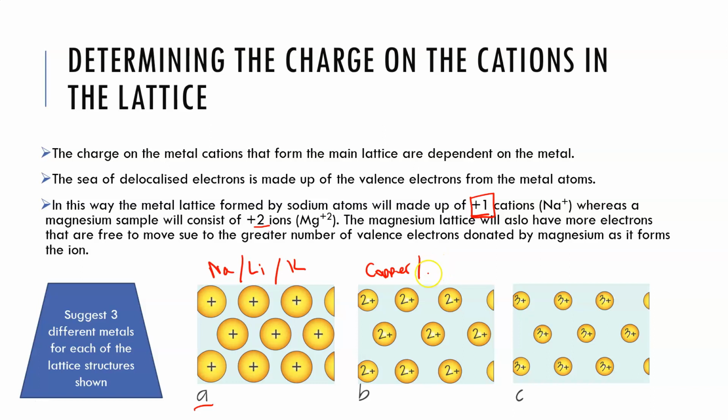or it might be a group 2 metal such as magnesium, or it might be calcium. +3, there are transition metals that form +3, so it might be iron, but we could also see it being aluminium as well. And I will leave you to find the third one by referring to your periodic table.